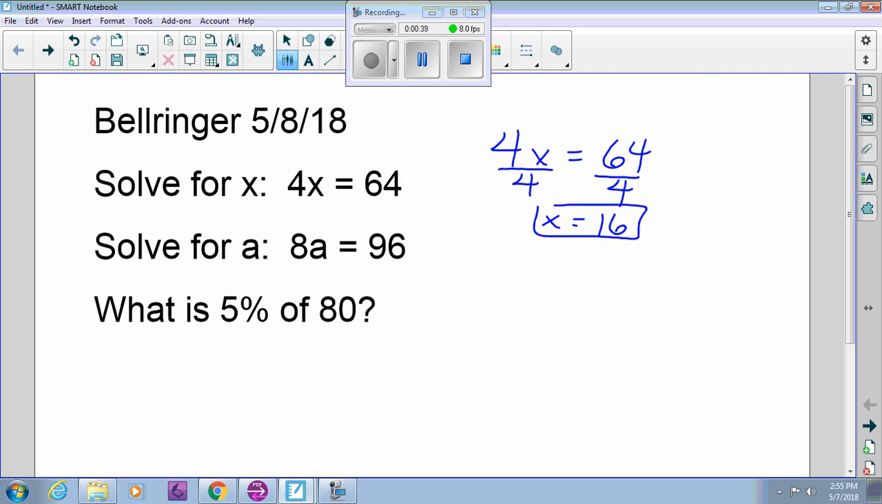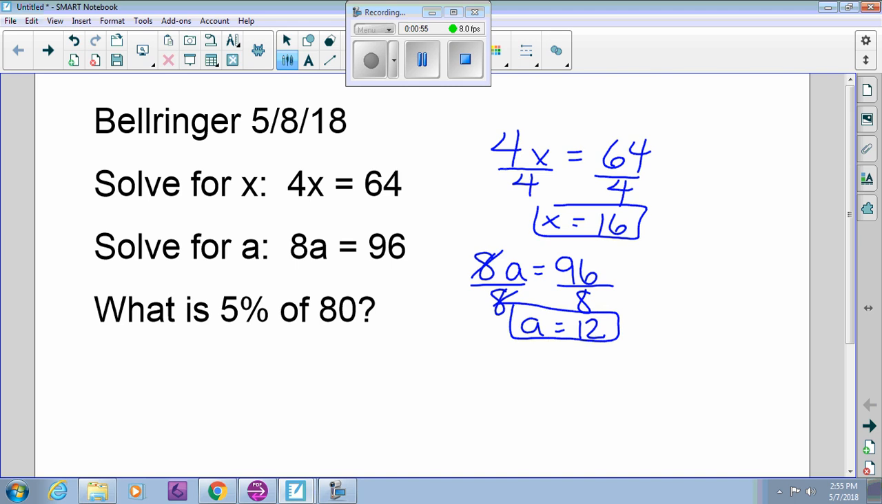For question number 2 here, it says solve for a. 8a equals 96. So again, you're going to do the inverse operation, which is to divide each side by 8. You're going to get a equals 12.